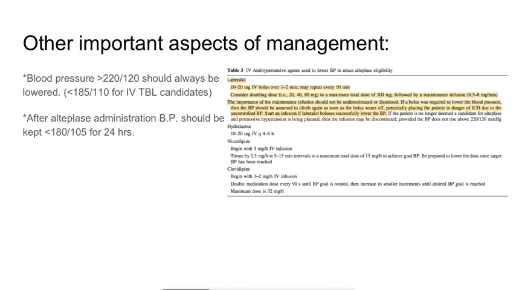Okay, and here is the list of the intravenous antihypertensive agents that are used to lower the blood pressure in the acute setting. Remember, we don't want to lower the blood pressure to normal values, just below 185 over 110. So the most commonly used agent is going to be labetalol, but all of these can be used. And here are the doses and when to administer.